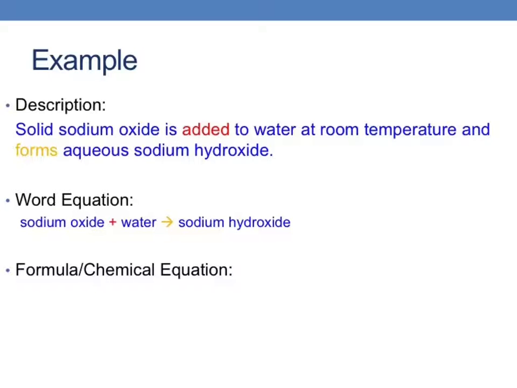You have your description. We're going to take all the description, or all the fluff, out and get our word equation. And then we're going to take our word equation and make a formula equation. So, solid sodium oxide is added to water, and it forms sodium hydroxide. So now we're ready to write the formula. What's the formula for sodium oxide?